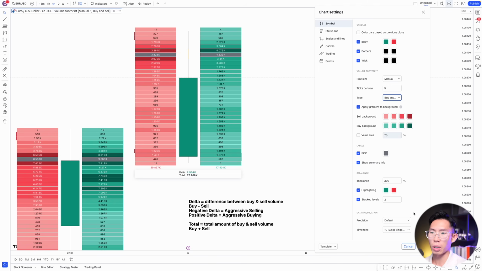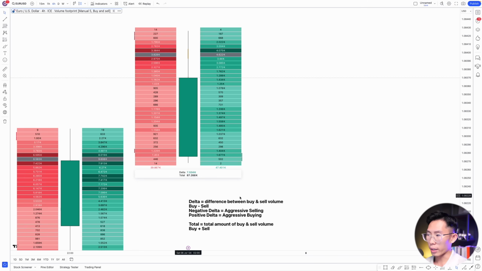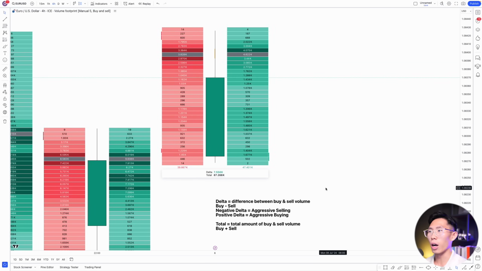So that's pretty much how it is. We're just going to stick to this one because this one really tells us the buy orders, the sell orders, and whether there's any sort of imbalance whatsoever. Okay, so that's basically how you understand a footprint chart.